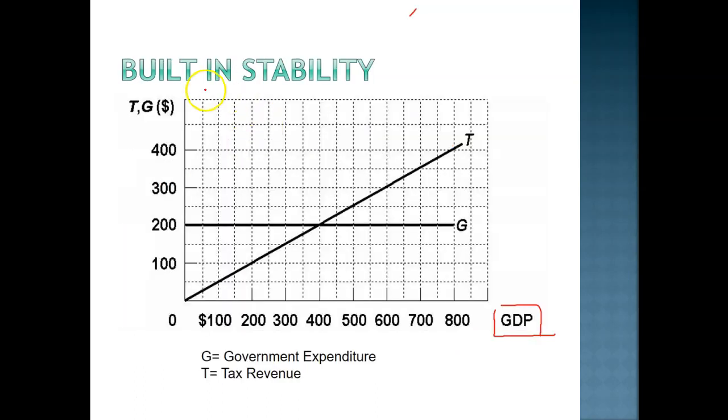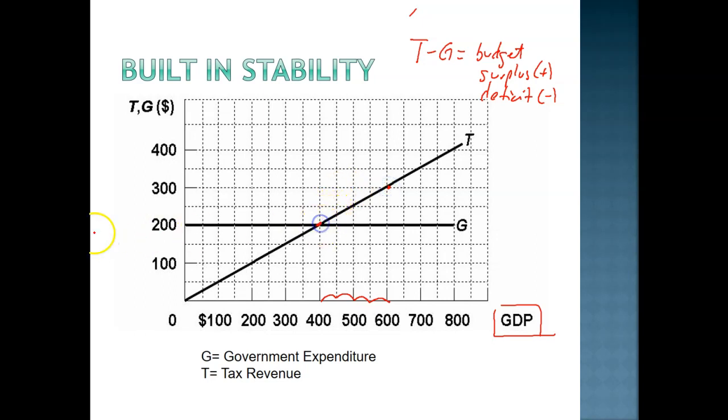So a couple things about this. Tax revenue minus government spending equals the budget, either a surplus, if that number is positive, or a deficit, if that number is negative. And again, this is called a built-in stabilizer because as the GDP increases, automatically a larger amount of taxes are taken out.